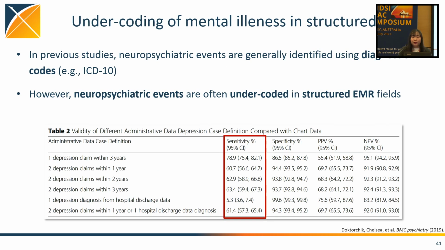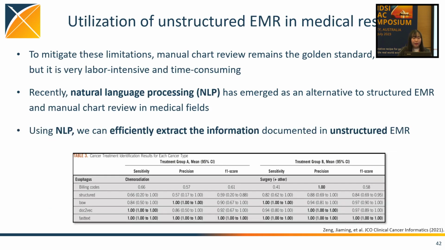In previous studies, neuropsychiatric events are generally determined using diagnostic codes like ICD-10. However, neuropsychiatric events are often undercoded in structured EMR fields. One study found that the sensitivity of diagnostic codes for depression is lower than 80% compared with medical chart data. This study shows the possibility of undercoding of mental disease in structured EMR fields. To mitigate these limitations, manual chart review remains the gold standard, but it is very labor-intensive and time-consuming. So recently, natural language processing has emerged as an alternative to structured EMR and manual chart review in medical research.